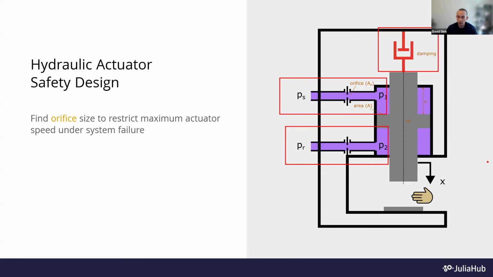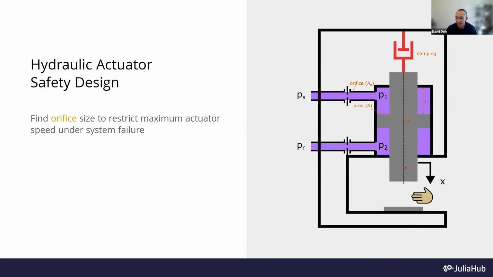All right, so the idea is we're worried that under failure, this might move way too fast and crush someone's hand. So we want to specify a maximum allowed velocity for this actuator under failure. And then what we need to determine is what orifice size, or what hole in this little plate, would allow us to achieve that maximum velocity that we specified. All right, so that's what we're going to do here. So let's move in and start examining each of these components and their physics. And then after that, we can move on to modeling it inside of code.